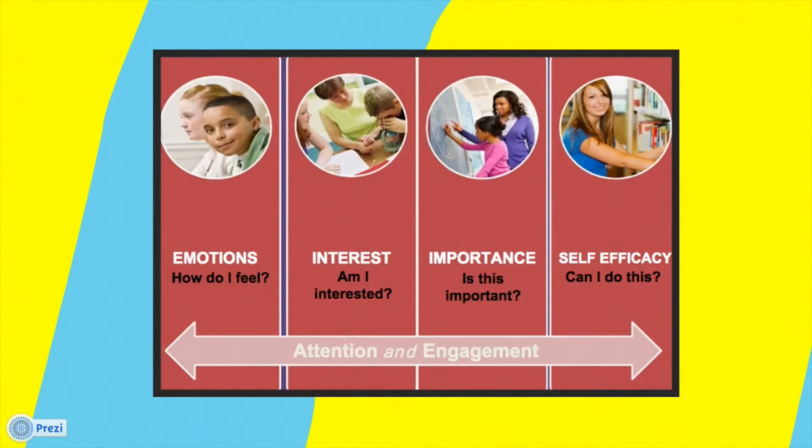Students' perceptions of acceptance. A second question that influences engagement is, am I interested? Even if an individual is engaged emotionally, he or she may fail to engage in a new activity simply because he or she doesn't perceive it as interesting. Is this important? Is another question that affects engagement. When students perceive classroom activities as important, they'll be more motivated to actively participate.